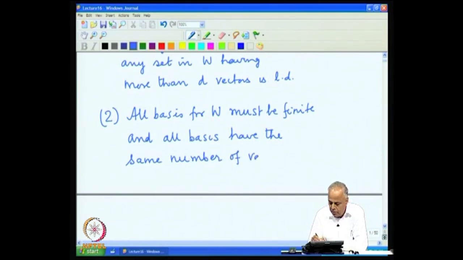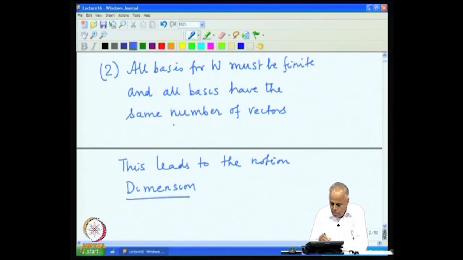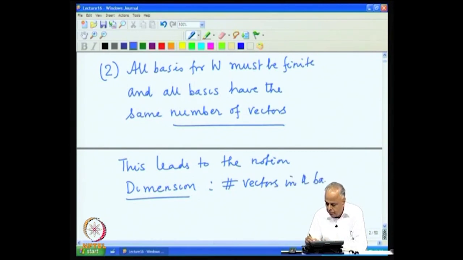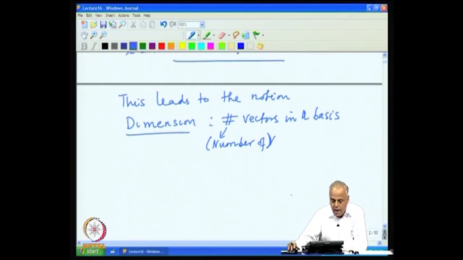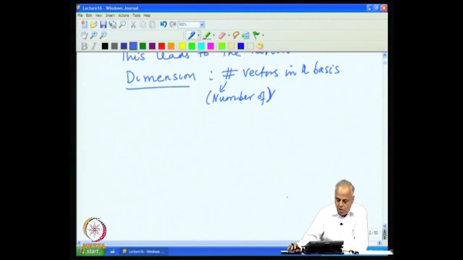So, the vectors may be different in different bases, but the number of vectors must be the same in every basis. This leads to the notion of the dimension of a subspace. The dimension is just the number of vectors in a basis. So, the number of vectors in a basis is called the dimension of that space. In particular, if V itself is finite dimensional, we call it a finite dimensional vector space, and the number of vectors in any basis will be called the dimension of that space.